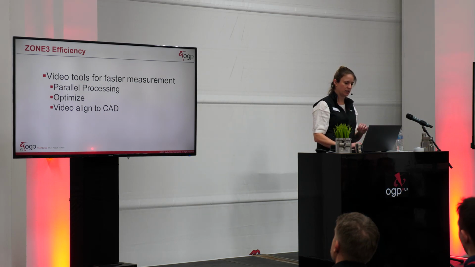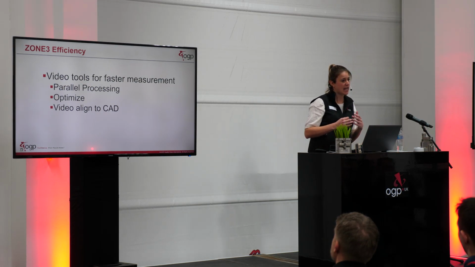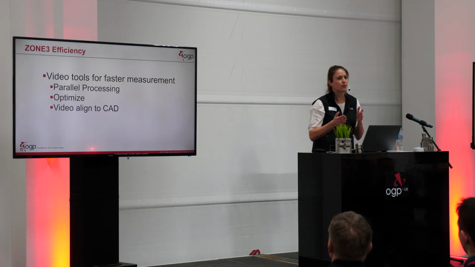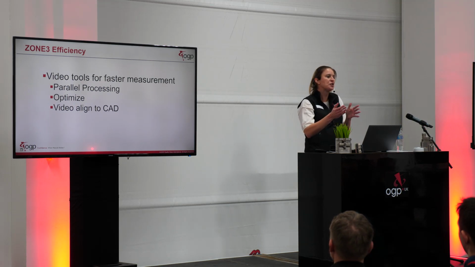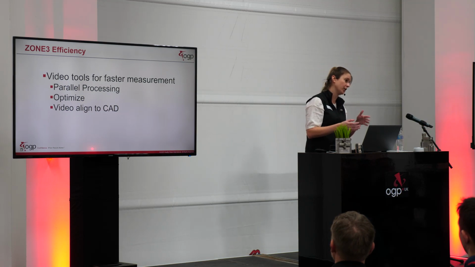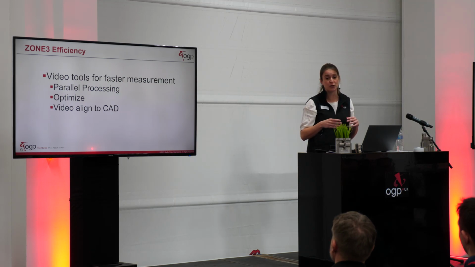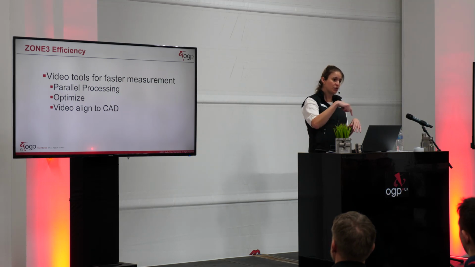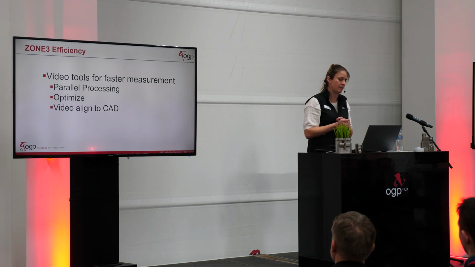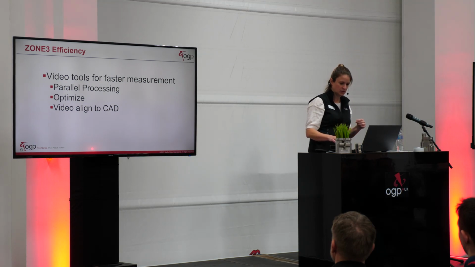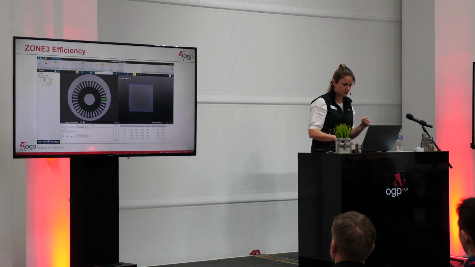And the last thing we're going to show is called Video Aligned to CAD. So when you're programming from CAD, you have to tell the software how your CAD model is oriented relative to your real part on the stage. And this can be done automatically with 2D and 3D with the video tool. Essentially, it traces around your part and aligns the CAD model automatically. I'm going to show a couple of videos on this. These ones are shorter.